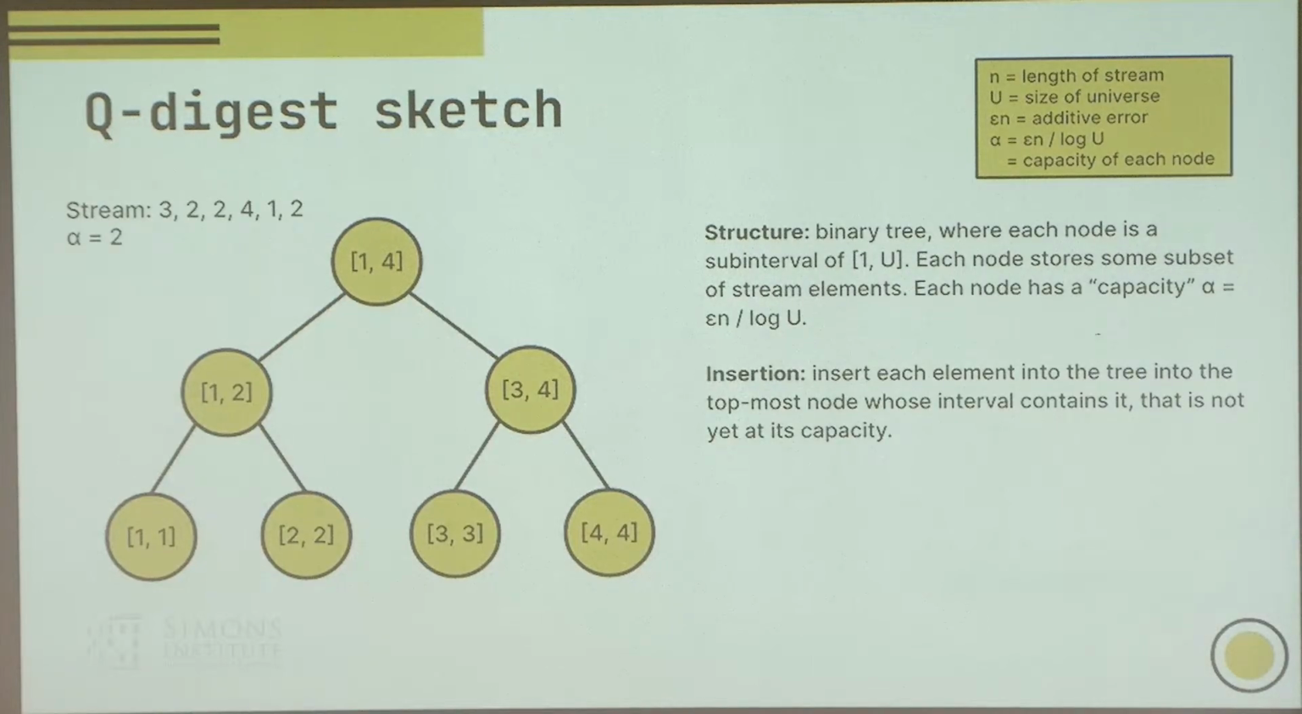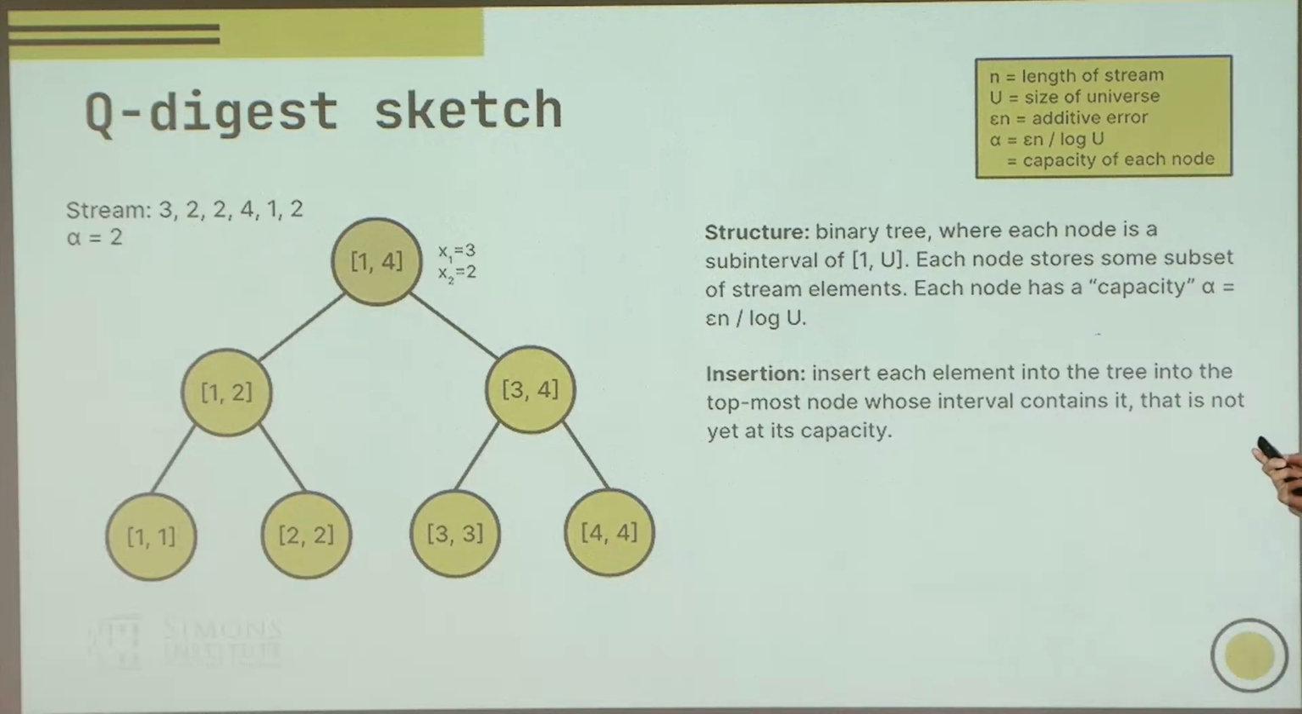Okay, so let's run through an example again. This is the same stream as before. Right, so x1 is 3. We can just put it at the top because the top node is still empty. Similarly, x2 can also go at the top. Any element can go in the top node.